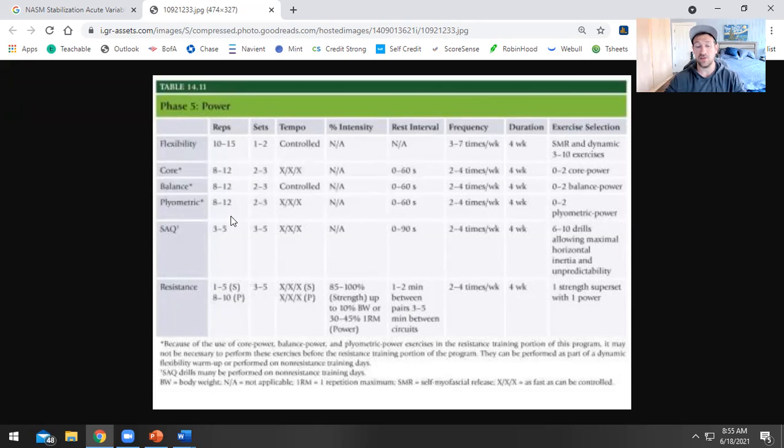For your SAQ stuff, you're going to do about 3 to 5 repetitions of about 3 to 5 sets explosively and take 0 to 90 seconds of rest, picking about 6 to 10 specific drills.